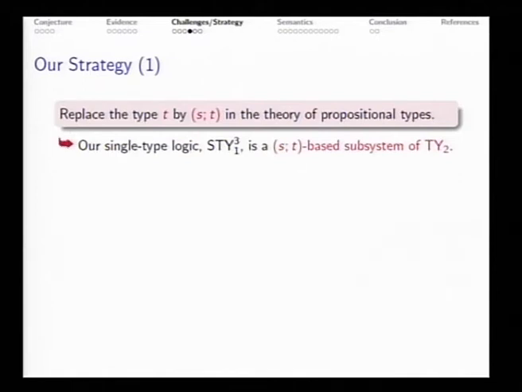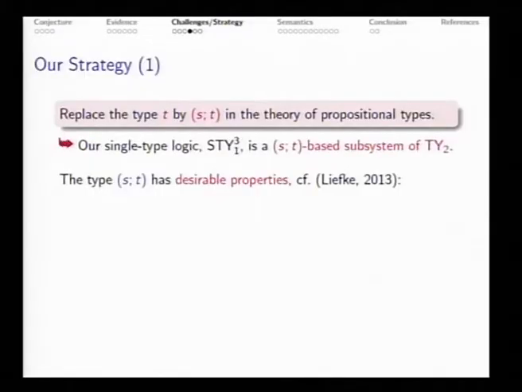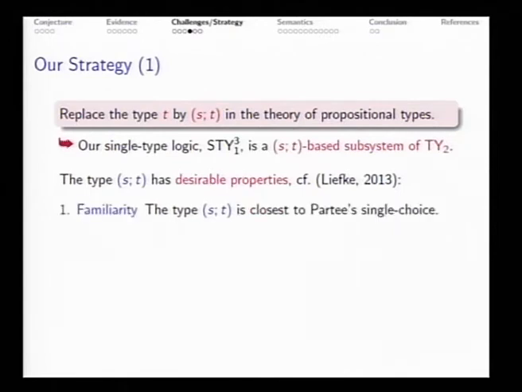Now, my choice of the type ST as the single basic type of my logic is motivated by the fact that this type has many desirable semantic properties. First of all, the type ST is very close to Partee's original single type choice, which, just as a reminder, were extensional properties of situations. Second of all, because it is a construction to the truth value type T, we expect that the type ST will enable the truth evaluation of proper names and sentences.